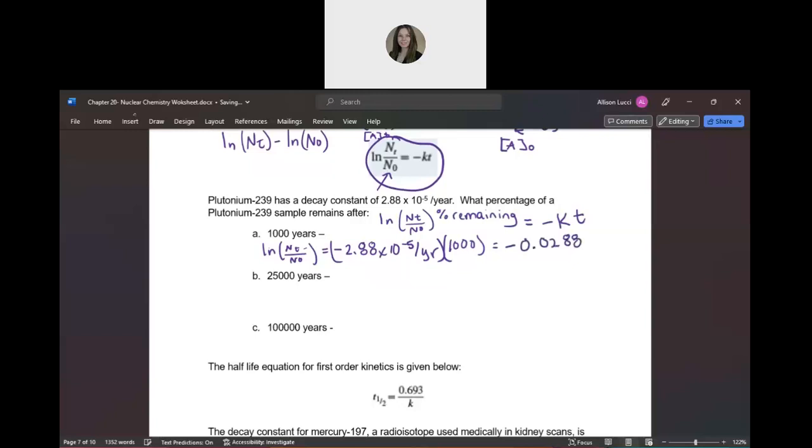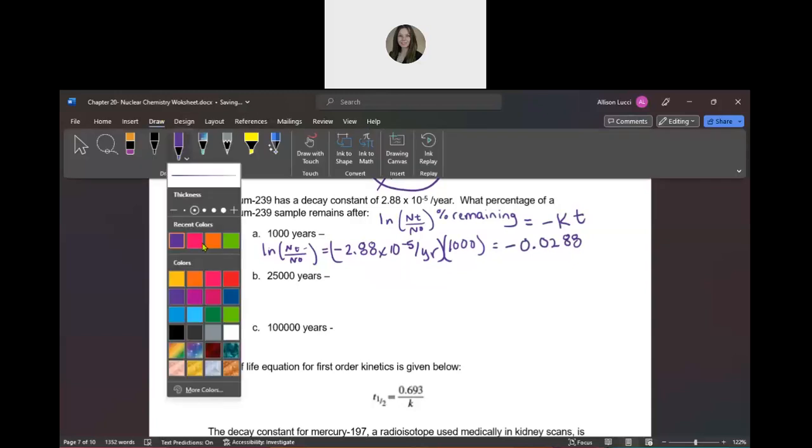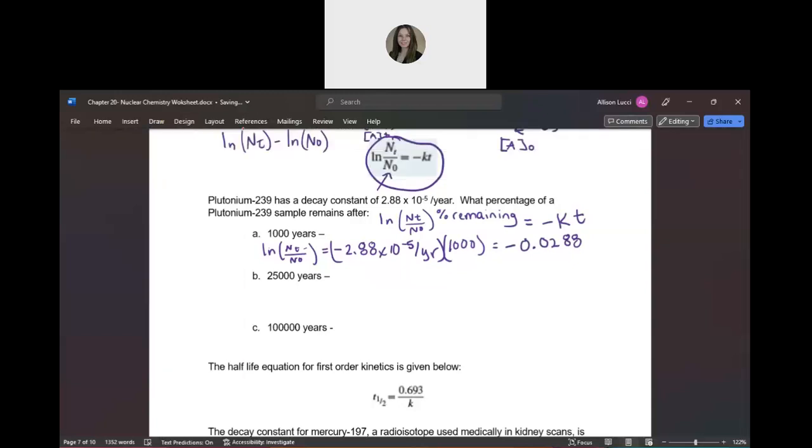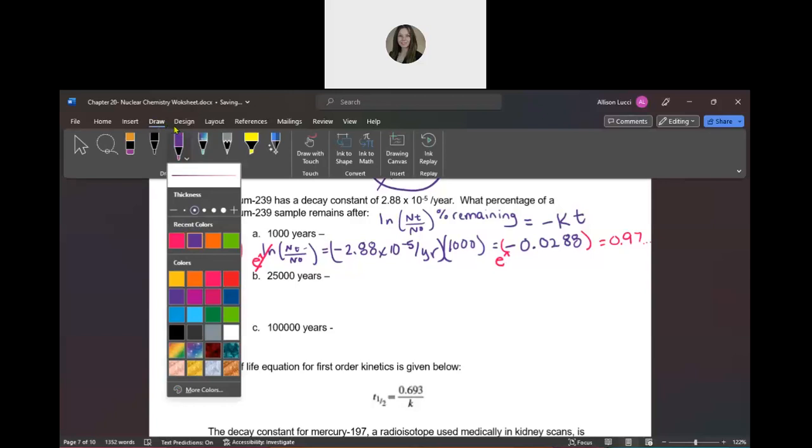0.0288. Now, if you remember, or would like to know how to get rid of a natural log, we take the e of it, right? E to the natural log cancels that out. So we're going to raise e to the negative 0.0288. And when we do that, we get this value here, 0.97, some other numbers. But this is the decimal form of our answer, which we multiply by 100 to get 97% remaining.